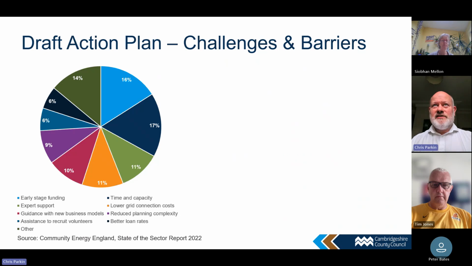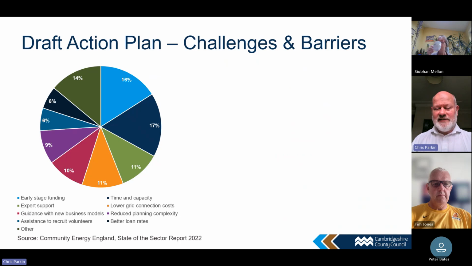This slide looks at challenges and barriers to community energy, and again this data is taken from Community Energy England's State of the Sector report. This is a full State of the Sector report from 2022, and it included surveying of community energy groups to understand what barriers they'd experienced. So the most common barrier was time and capacity, and then the next most commonly stated barrier was early stage funding.